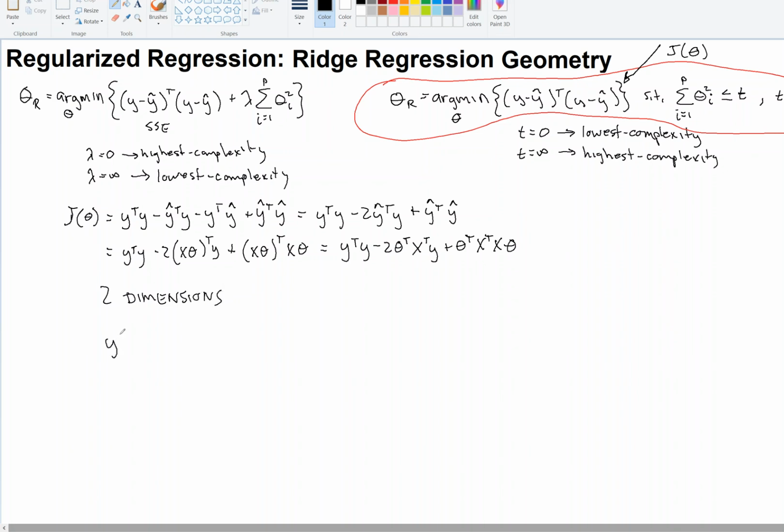I've got y transpose y, -2 times, and then theta would be theta 1, theta 2, right? 2 dimensions. And theta is normally a column vector, so when I take its transpose, I've got that. Then this is x transpose y, and then we've got theta 1, theta 2, and this is x transpose x, and then times theta 1, theta 2. So that's showing explicitly the 2 dimensions there.